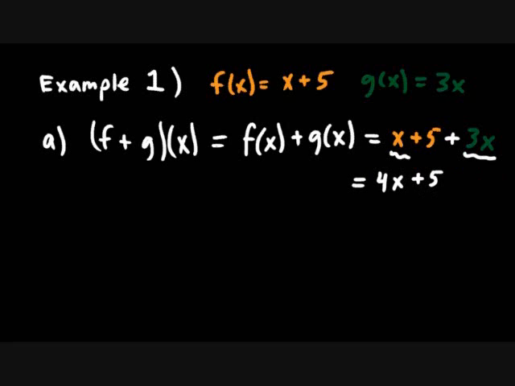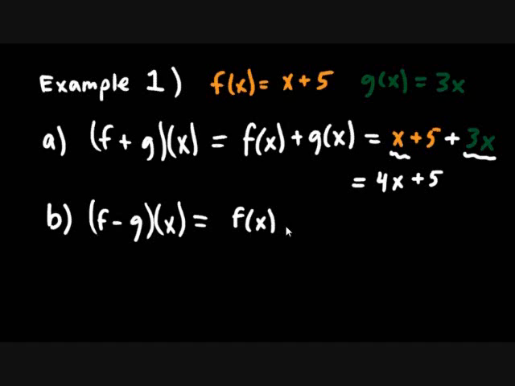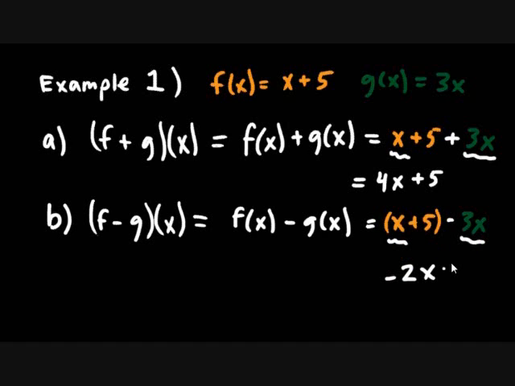Let's move on to b, the difference between f and g. So f minus g of x equals f of x minus g of x, which is the same as saying x plus 5 minus 3x. And if we combine like terms for that, we get negative 2x plus 5.